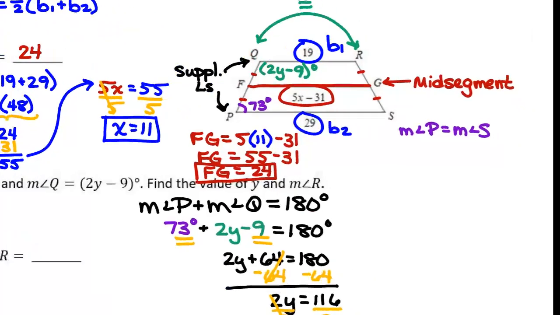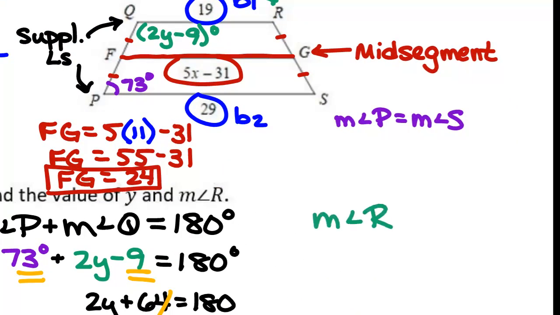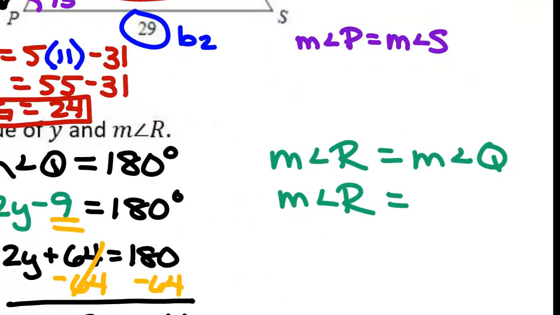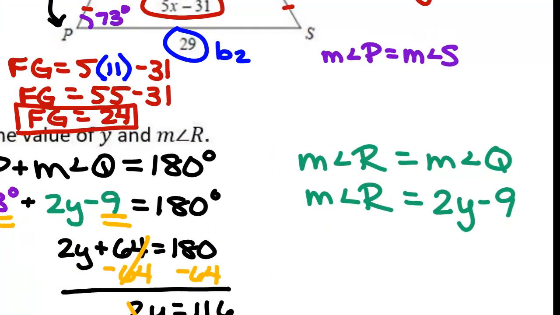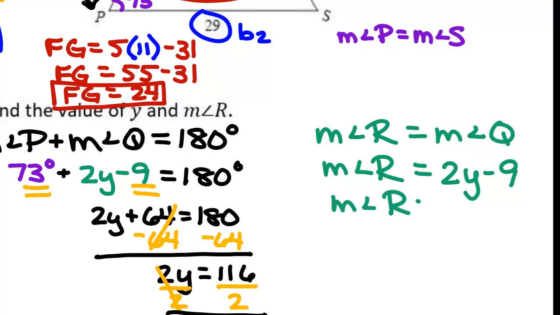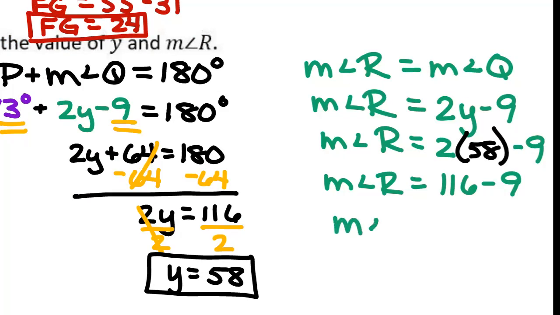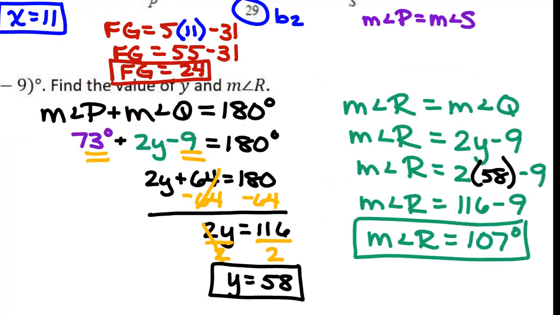And angle R is congruent to angle Q. So the measurement of angle R is equal to the measurement of angle Q. So angle R would also be 2y minus 9. And we just figured out that y is 58. So I have 2 times 58 minus 9. 2 times 58 is what again? 116 minus 9 would be what? 107. So angle R is 107 degrees.